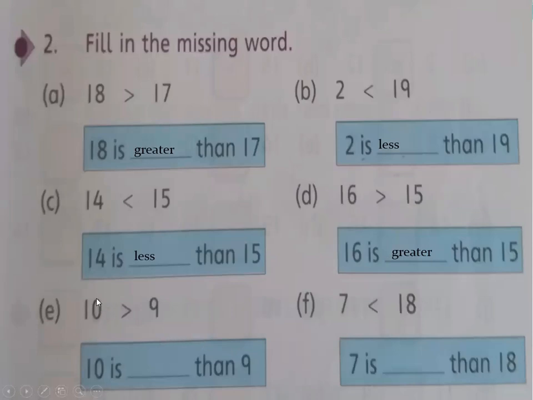Now next one. The next numbers are 10 and 9. So 10 is greater than 9, because 9 is less than 10, but 10 is greater than 9. Okay, last one, 7. Yes, 7 is a small number or less number. Yes, 7 is less than 18.